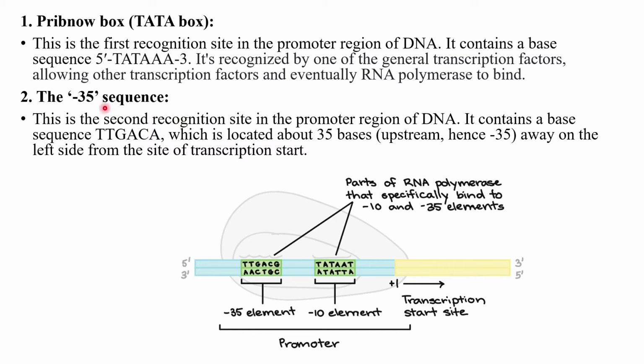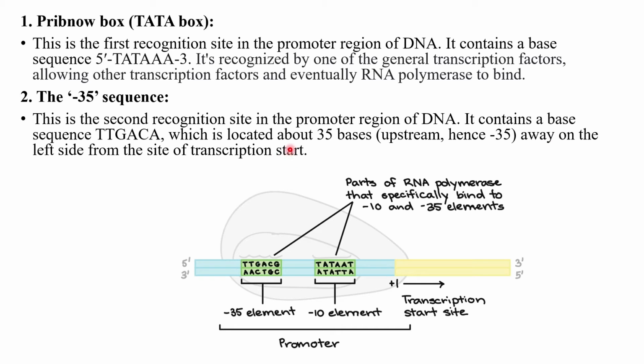Second is the -35 sequence. This is the second recognizing site in the promoter region of DNA. It contains the base sequence TTGACA, which is located about 35 bases upstream. This is upstream, hence -35 away on the left side from the site of transcription start.